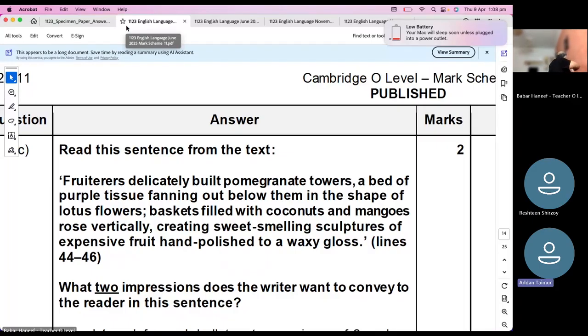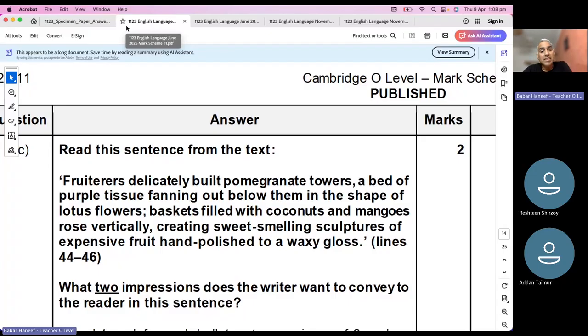Sir, the display of the fruits is made with precision and creativity. Very nice. The fruit is hand polished to a waxy gloss, it conveys that the fruit is of high quality. Very good.